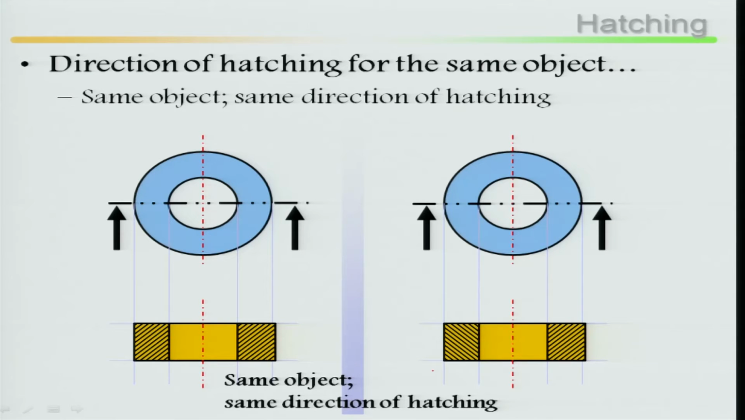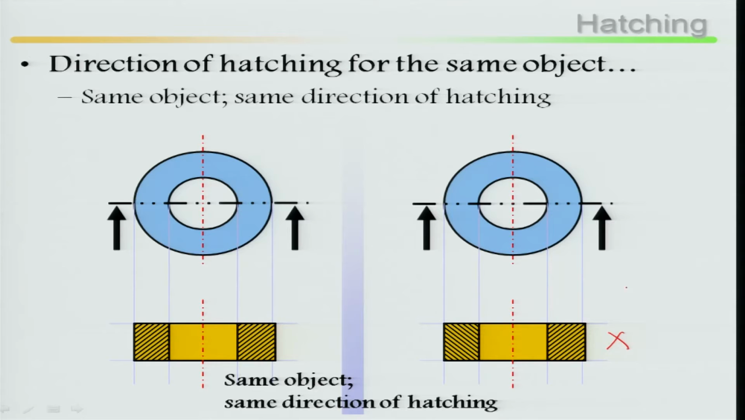If you look at here, in this case the hatching is in the same direction, 60 degree, but here one part is in the reverse direction, and one part is in the 60 degree direction. That means this is completely wrong.